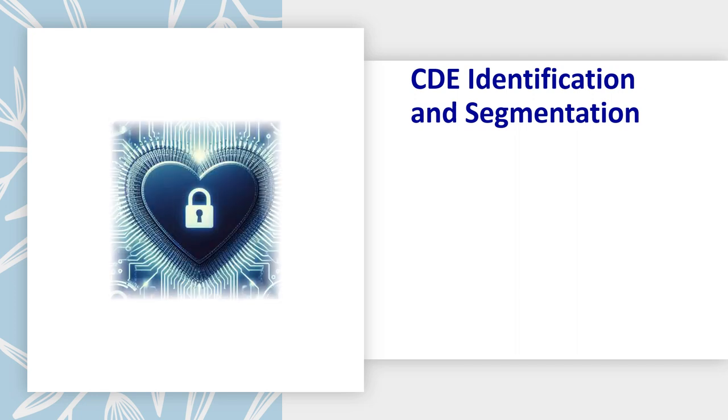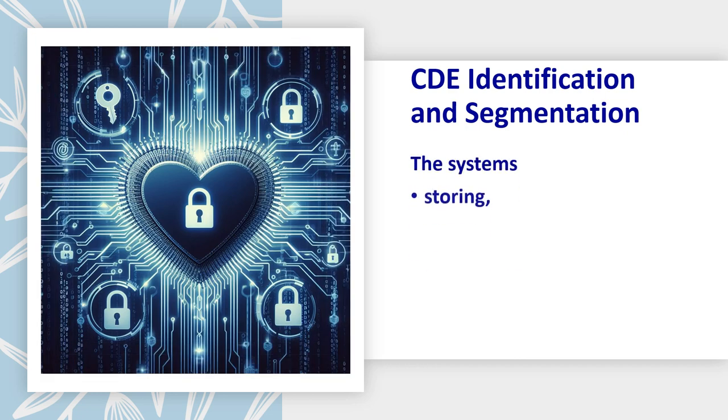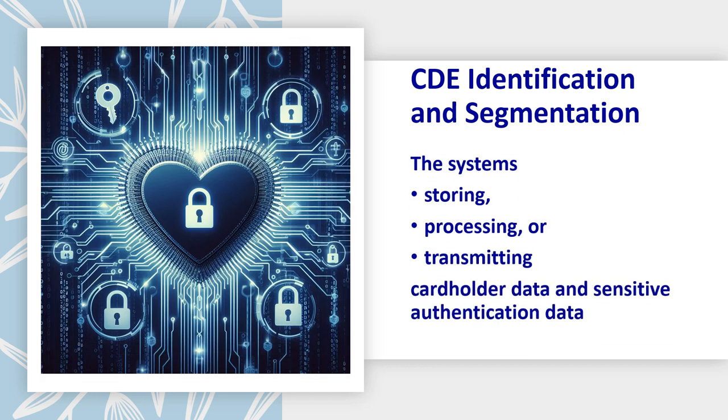CDE identification and segmentation. Having defined your scope, the next step is to pinpoint your cardholder data environment, CDE. This is the heart of your data security, the system storing, processing, or transmitting cardholder data and sensitive authentication data. Think of it as highlighting the core elements in a complex structure to channel your security efforts effectively.